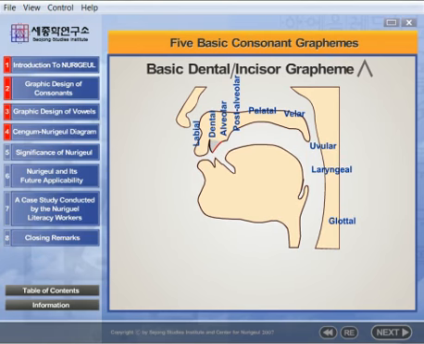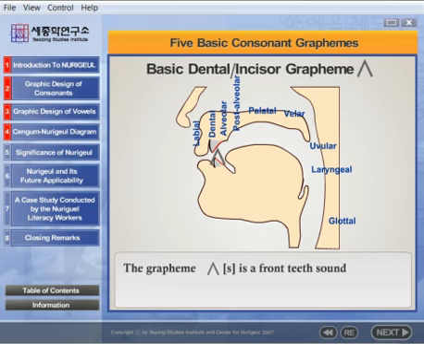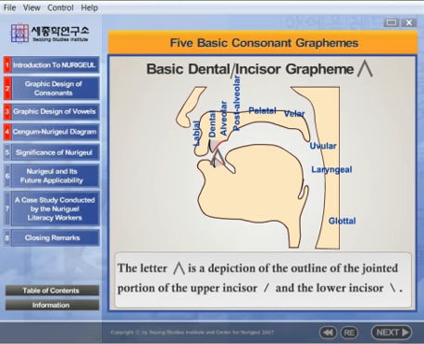Basic dental incisor grapheme Su. The grapheme is a front teeth sound, as in the s sound in sky. The letter Su is a depiction of the outline of the jointed portion of the upper incisor and the lower incisor.